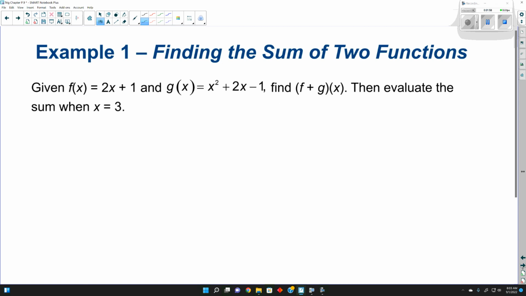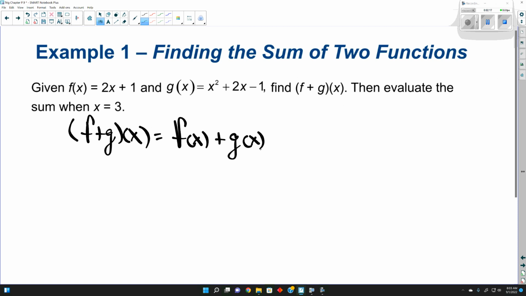So given this, we want to find f plus g of x and then evaluate it when x is 3. Well, we can say f plus g of x, which is really just saying that we're taking f of x and adding to it g of x. Well, f of x in our case is 2x plus 1. And g of x is x squared plus 2x minus 1.